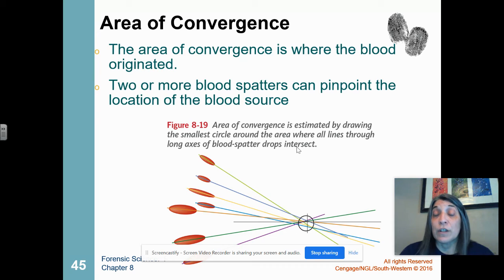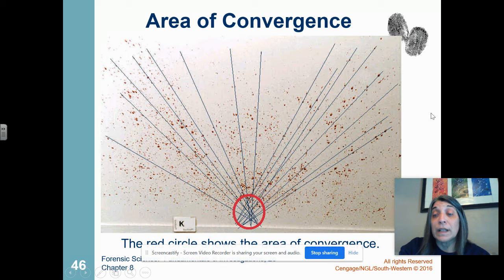So, area of convergence. Let me just click through these slides really quick and remind you. The area of convergence is where the blood originated from. When you have at least 2 blood drops, you can draw a line down the middle of the blood drops, and where all of the lines intersect, as you can see in this picture, there's a big area. So you draw the smallest circle you can around where all of the lines intersect, and then you try to find the middle to figure out where that point is. We looked at this picture together. Once they drew lines, they said, okay, this is basically the area where it originated from.